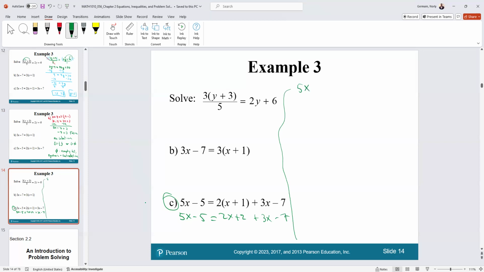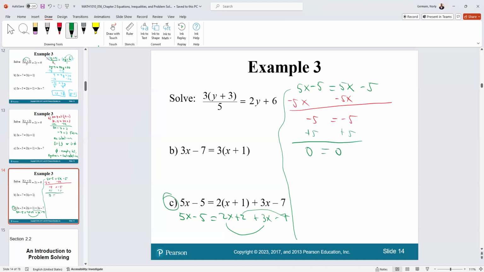Next, you can combine on the right. Keep the left as is, okay? But on the right, you have 2x plus 3x give you 5x, and you have 2 minus 7 give you negative 5. Now, let's combine. We're going to subtract 5x from both sides to get rid of the x on the right. Oops, by trying to do that, look at what happened. We have negative 5 equal negative 5. Now, if we try to get rid of the constant term, we're going to add 5 to both sides.